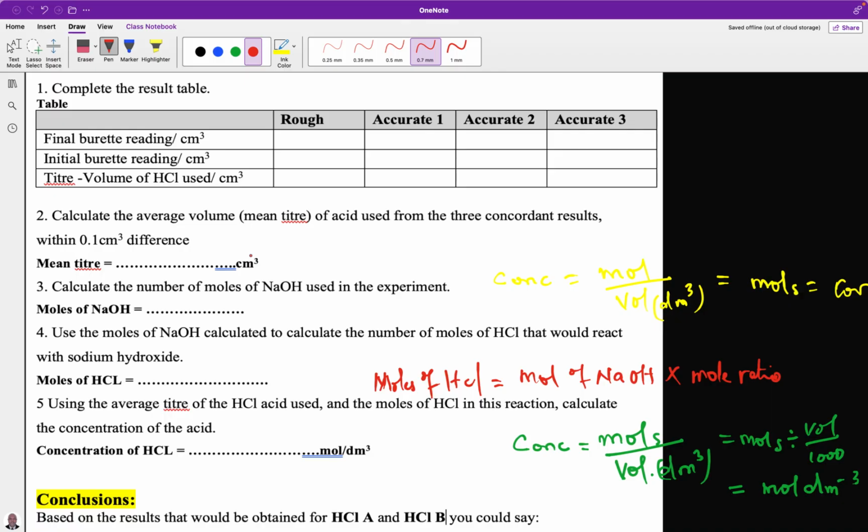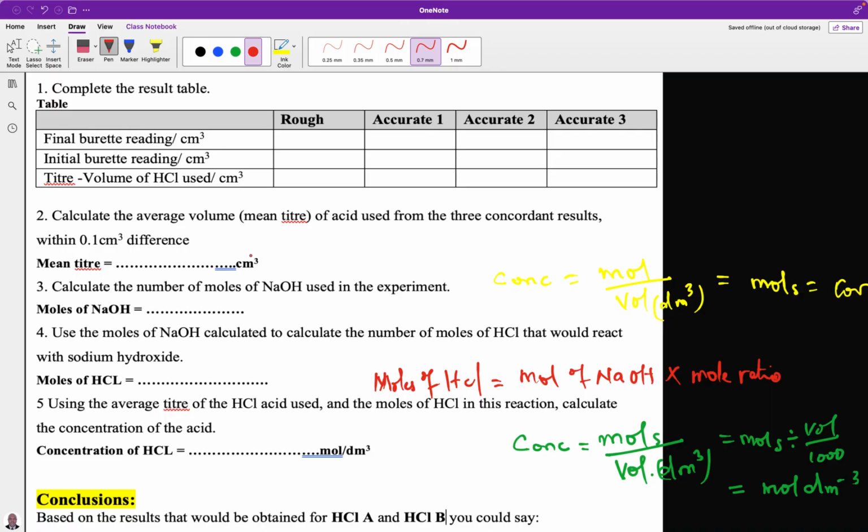After that, the next step is to calculate the number of moles of sodium hydroxide used in the reaction. The concentration of sodium hydroxide was given. You know the 25 cm cube that was titrated into the conical flask. From that, you can use the expression concentration equals moles all over volume. Then convert the volume to dm cube and multiply by the concentration of the sodium hydroxide. You have the number of moles. Then use the number of moles of sodium hydroxide.